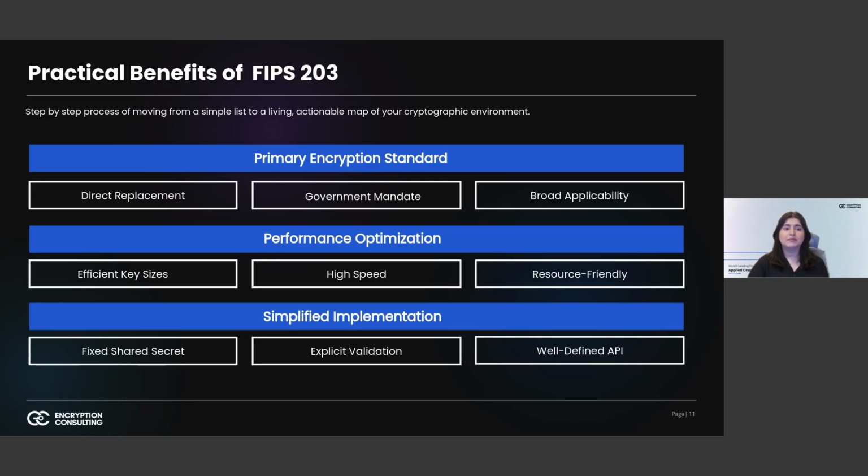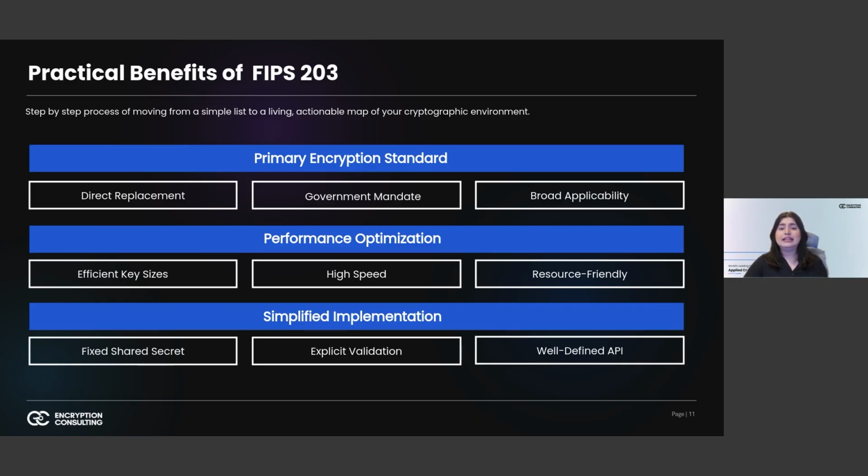The algorithm is practically deterministic, meaning it behaves predictably. This eliminates the complexity and potential errors associated with managing a decryption failure rate that can occur in other probabilistic schemes. Development is further simplified by using a fixed 256-bit shared secret key, providing a predictable and easy to manage output. The standard requires explicit validation of inputs, which enhances security and simplifies the process of ensuring a correct implementation.